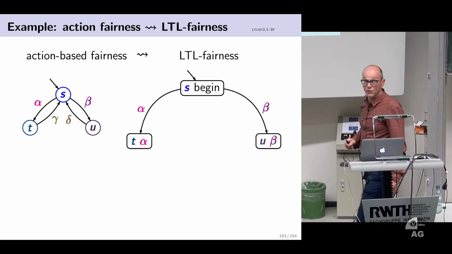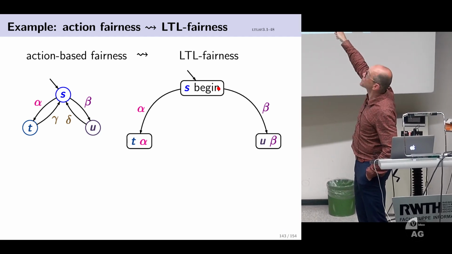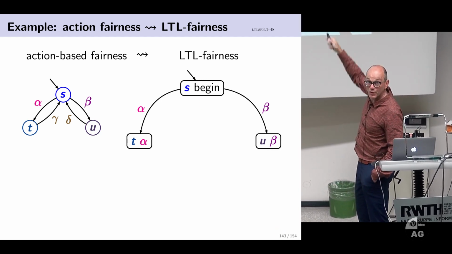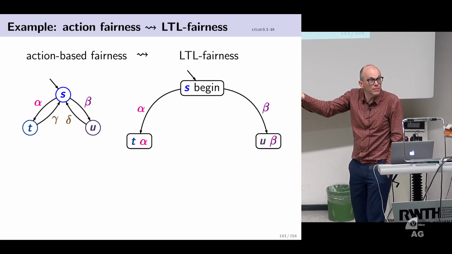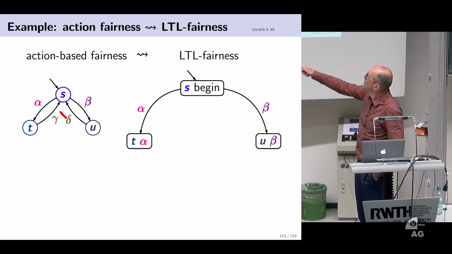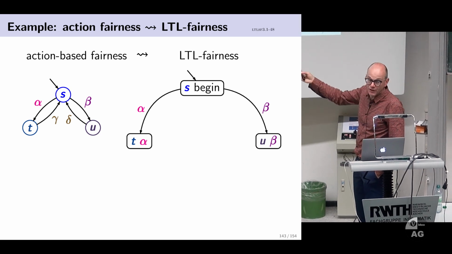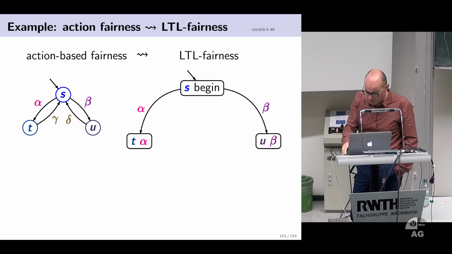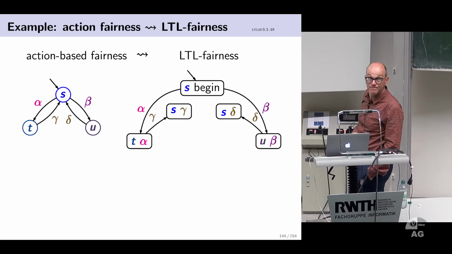Good. Now we have to consider S. We can of course not reuse this state because this state was labeled with begin, and the next time you visit S, you don't visit that by doing a begin. So we have to make copies of S. How many copies do we need? Well, there are two different incoming arrows, labeled differently, that is the important point, and therefore we make two copies. So we make the copy S gamma and S delta.